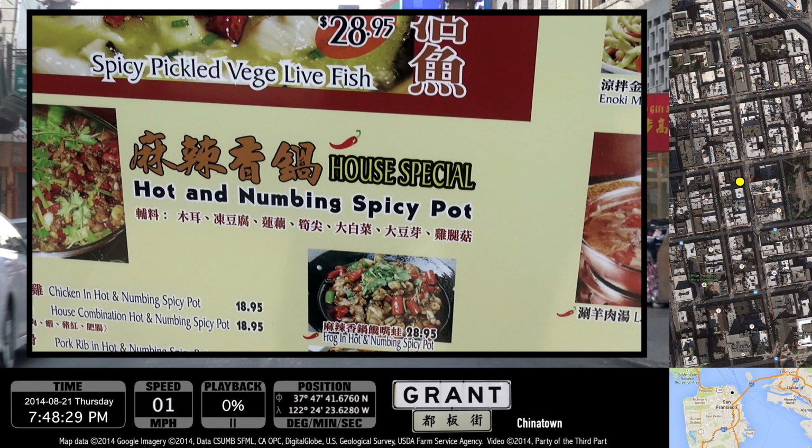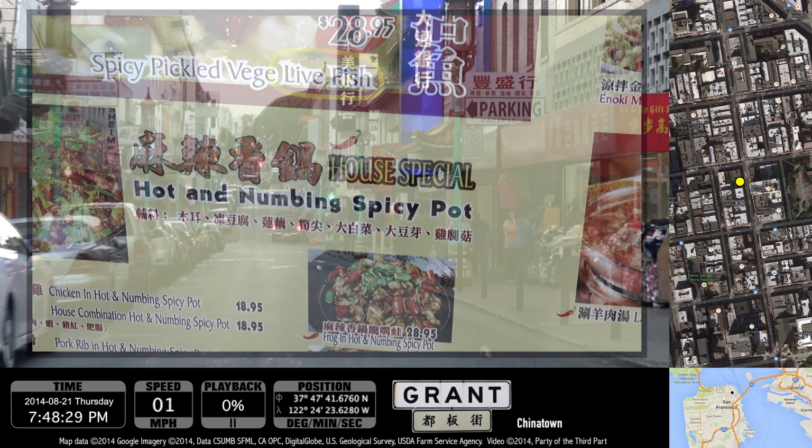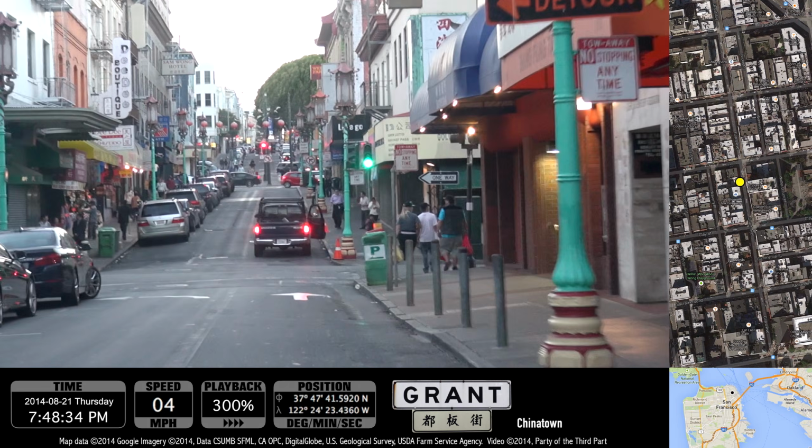Well, it's a good thing I'm not hungry, otherwise we might have to pause this drive lapse while I go in and have some frog in hot and numbing spicy pot, because everybody likes food that's numbing. I also like to eat live fish every once in a while. It's only $28.95, but that numbing spicy pot is hard to beat.